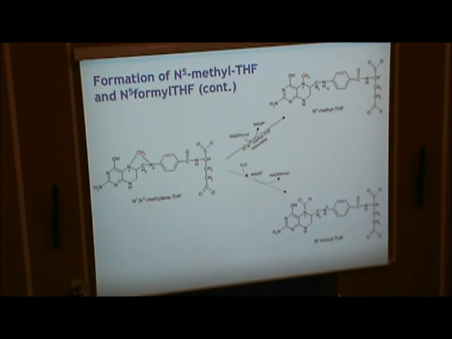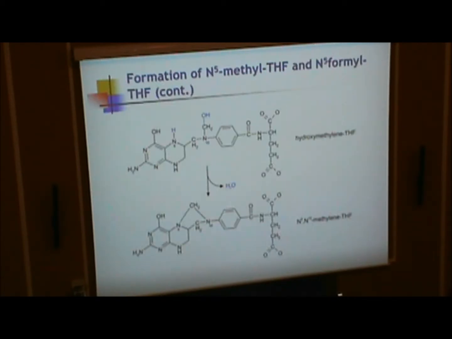This is catalyzed by reductase. This is catalyzed by dehydrogenase. Both N5-methyl tetrahydrofolate and N5-formyl tetrahydrofolate are active one-carbon fragments. This is the active methyl group. This is the active formyl group. Please look again at the center.